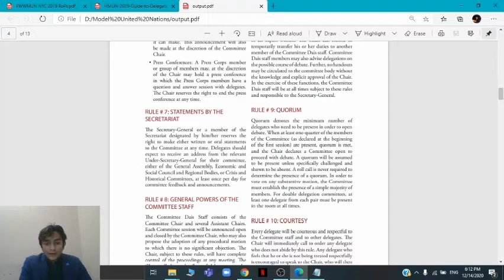Another thing is that quorum is one third of the committee. For instance, if there are 30 delegates present in a committee, the quorum is going to be 10.